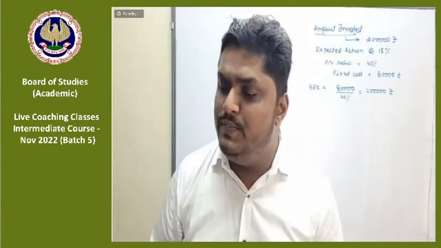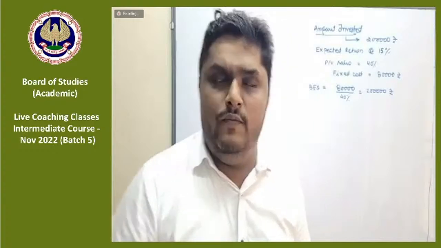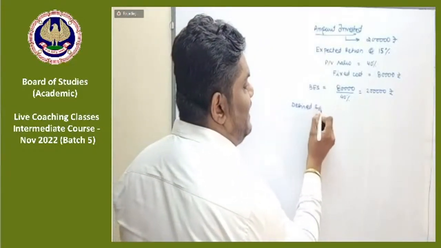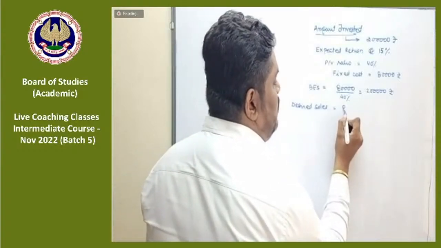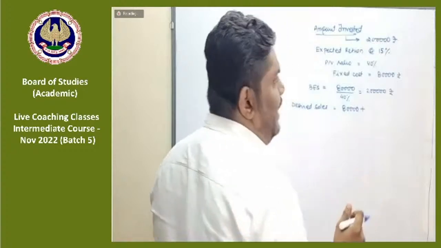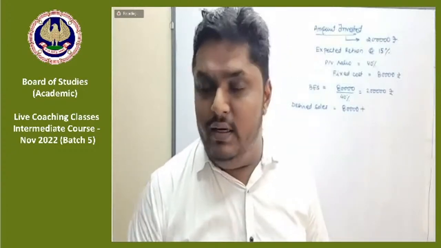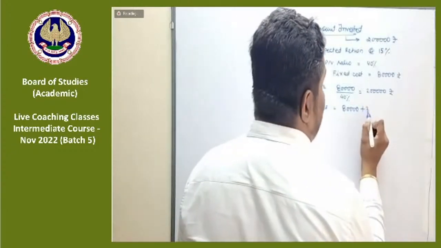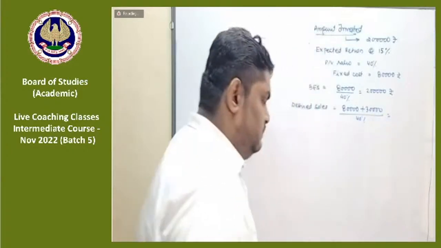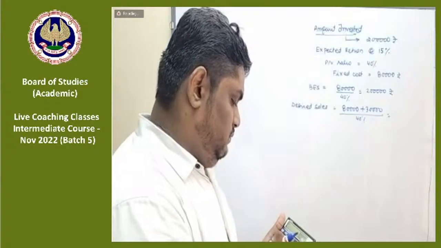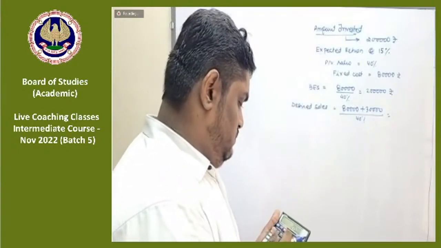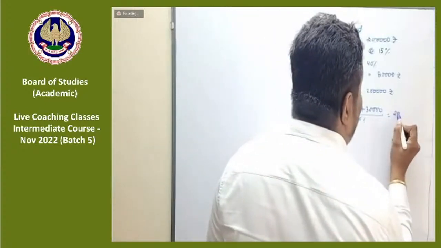What sales volume must be obtained to get 15% return on investment? Very simple. My desired sales, that is my fixed cost 80,000 plus my desired profit, that is 2 lakh is my investment, and I want a return on 15%. So this will be 30,000 divided by 40%. This will be 2,75,000.